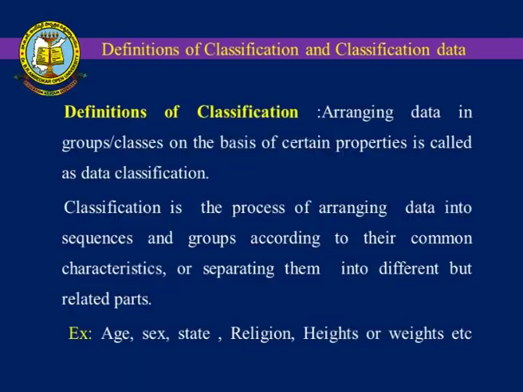In our daily life we can use this classification of data, because classification is based on attributes. For example, age group: 0 to 10 years, 10 to 20 years, we can split the data into certain groups. Also sex, either male or female category; state, which state this candidate belongs to; religion; heights or weights, etc. These are the classifications. So, many classifications we have.